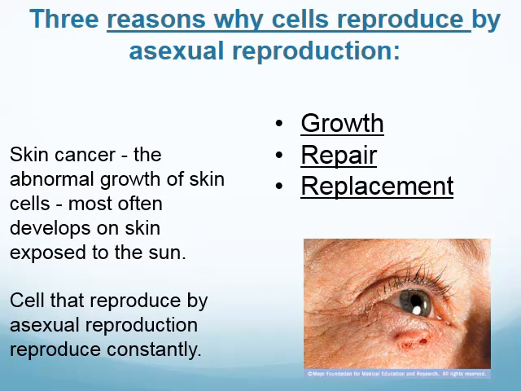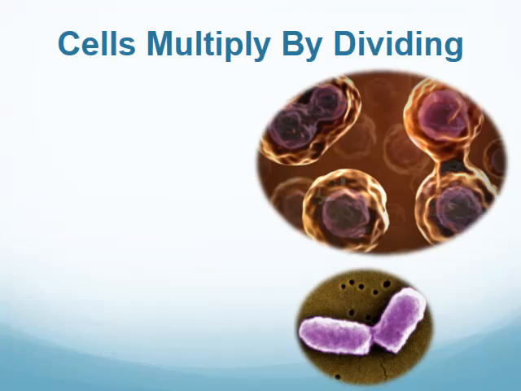For example, skin cancer is the abnormal growth of skin cells. Most often it develops on the skin due to exposure to the sun. Cells that reproduce by asexual reproduction are reproducing constantly. Right now, you've got cells that are reproducing inside your body as we speak.